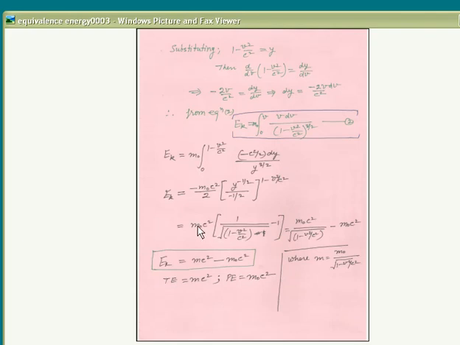So further simplification of this mathematical part gives this, and after opening the bracket we get m naught c square upon square root of 1 minus v square upon c square, minus m naught c square. So ultimately we get this result: kinetic energy is equal to mc square minus m naught c square, where mc square is the total energy and m naught c square is the rest mass energy of the particle. So this was the explanation of the relativistic kinetic energy.